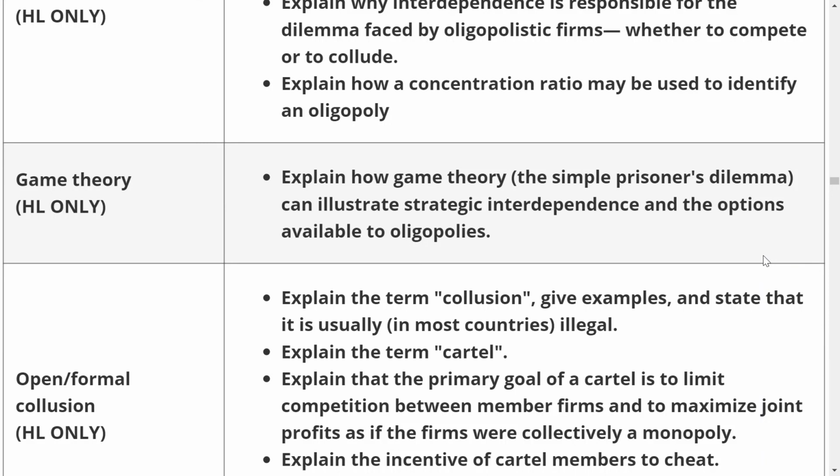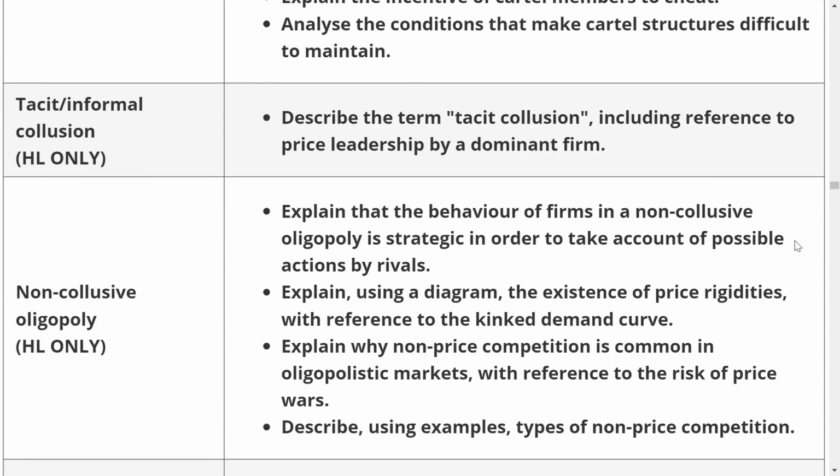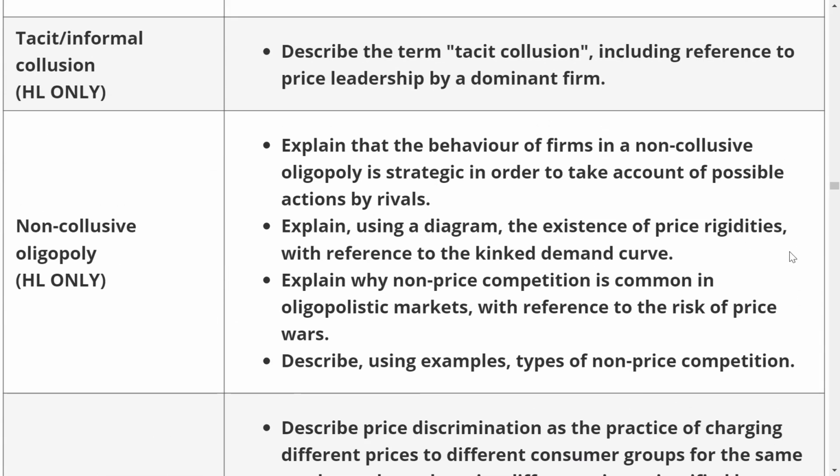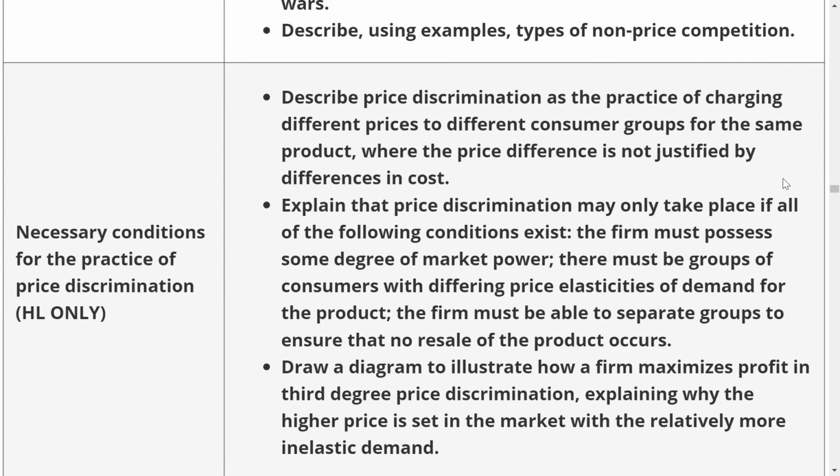Game theory: we have to understand why firms would not increase prices when competitive firms increase prices, and why firms would decrease prices when competitive firms decrease prices. That's the idea of game theory. We also have to talk about tactics and relationships between collusive and non-collusive oligopolies, and why collusive oligopolies function as a monopoly.